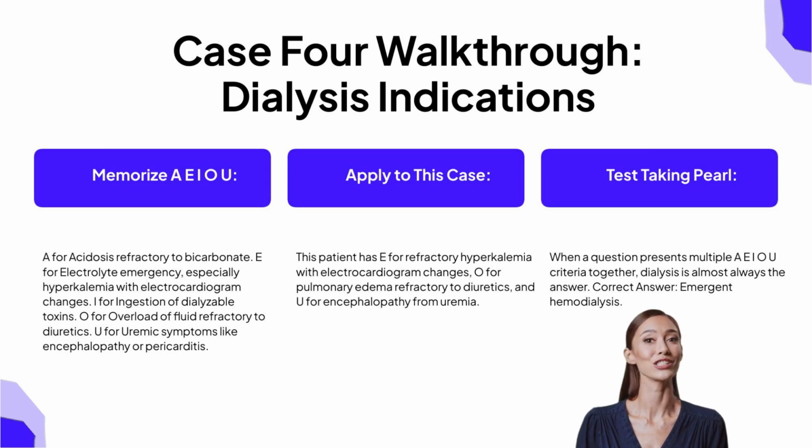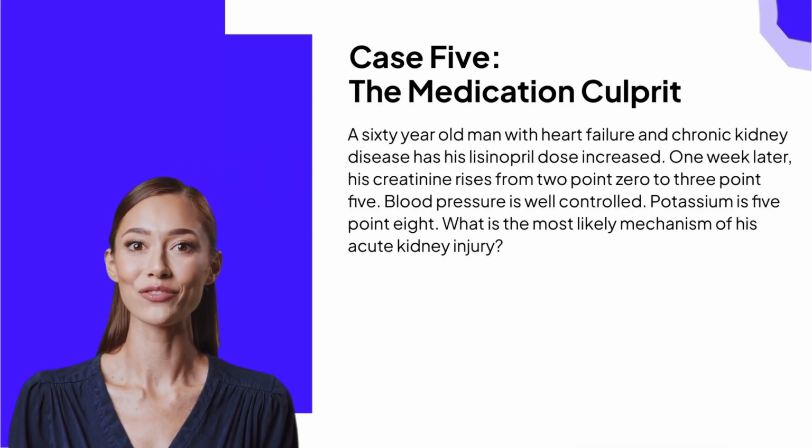In this case, our patient has E for refractory hyperkalemia with electrocardiogram changes, O for pulmonary edema refractory to diuretics, and U for uremic encephalopathy. When a question presents multiple AEIOU criteria together, dialysis is almost always the answer. The correct answer is emergent hemodialysis. Here is our final case.